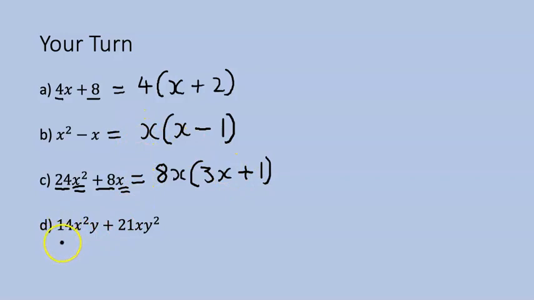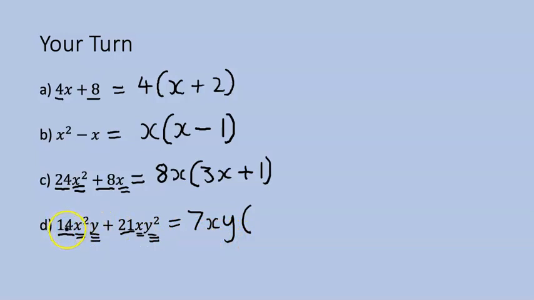Now I look at D. And again, I've got different variables. I've got numbers, and then I've got x's, and then I've got y's. So, highest common factor of 14 and 21 is 7. Highest common factor of x squared and x is x. And the highest common factor of y and y squared is just y. Now that I've done that, I'm going to now divide it. So 14x squared y divided by 7xy. Sounds tricky, but do it one bit at a time.